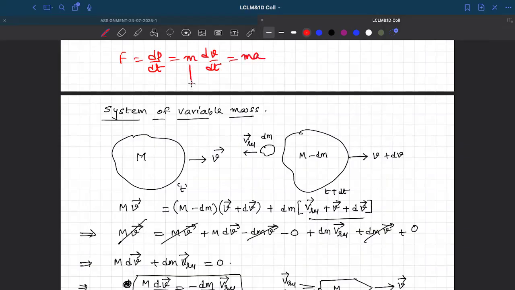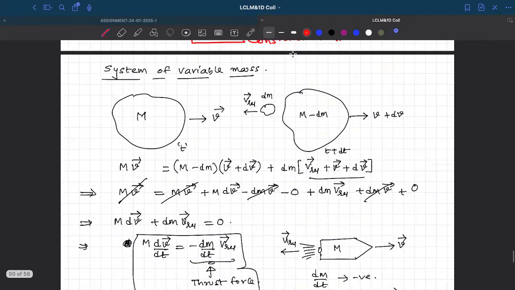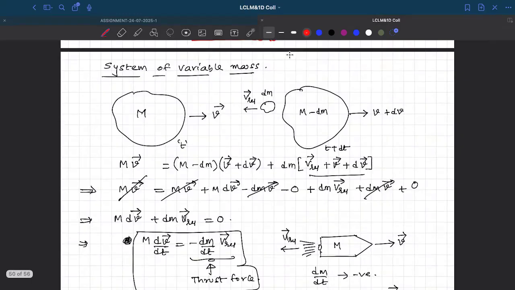Usually, in this situation, you will call this constant mass. But the mass is also changing in a rocket system, etc. Then you cannot apply Newton's law like that. So you consider one system like this. You have some system whose mass is m, whose velocity is v bar at an instant t.